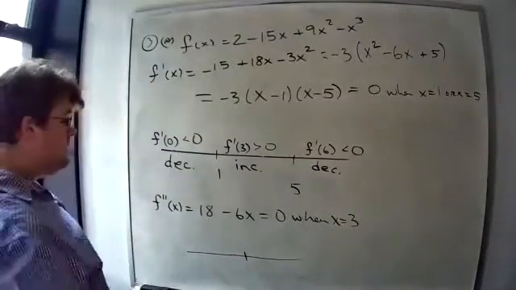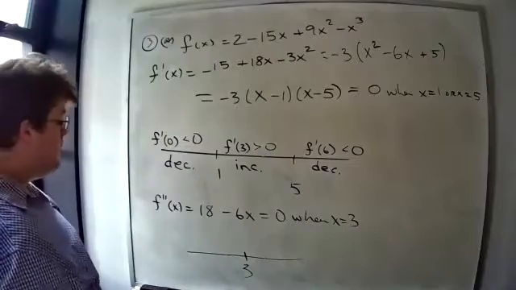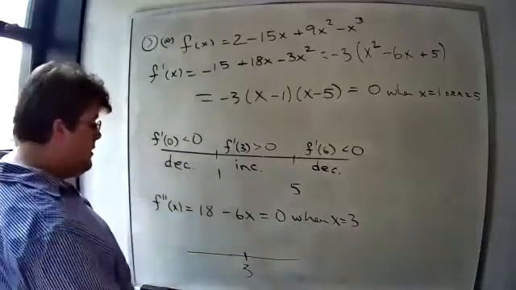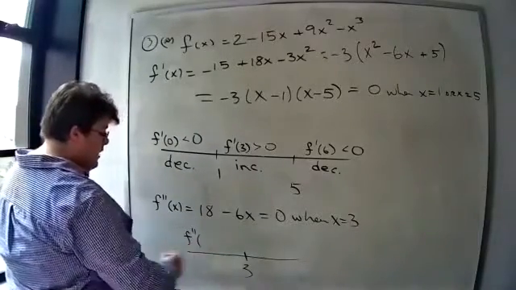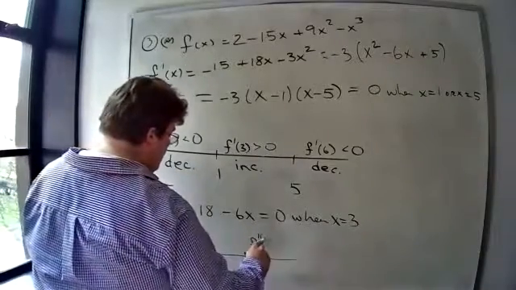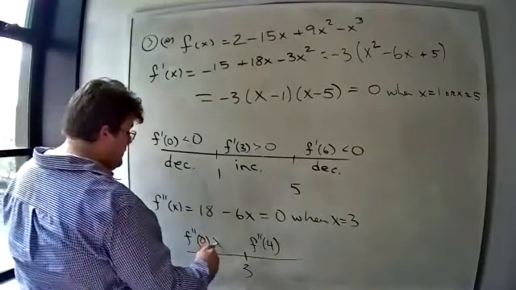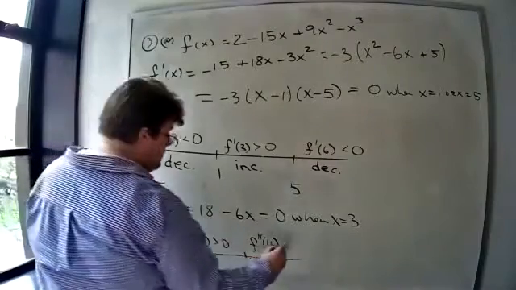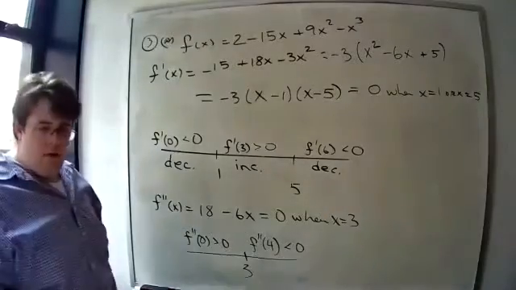So here we have the second derivative is 0 at x equals 3. We'll block off 3 on our real number line. We have these two intervals to consider, and the sign of the second derivative will allow us to determine the concavity of the original function. So here, a number on this side of 3, I'll pick 0. Here, a number on that side of 3, I'll pick 4. Second derivative at 0 is positive. Second derivative at 4, 18 minus 24, is negative.